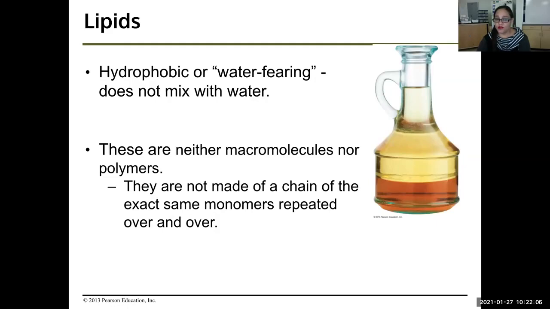These are neither macromolecules nor polymers because they are not made of a chain of the exact same monomers repeated over and over again, like carbohydrates. So they are needed in our diets, and they are large molecules, but they're not considered polymers because they're not made of the same identical repeating units over and over and over again.